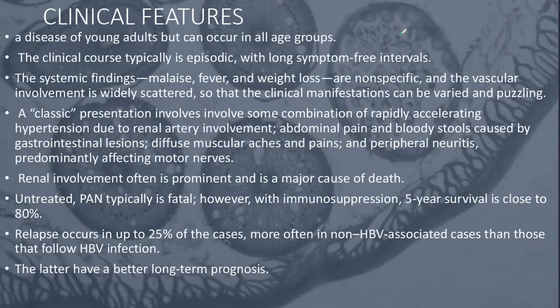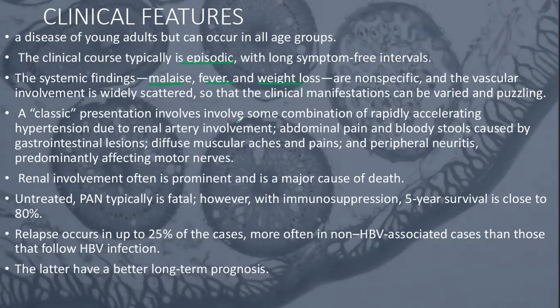Now, this is a disease of young adults, but can occur in all age groups. Now, the clinical course is characteristic. It is episodic. So there will be episodic attacks with long symptom-free intervals, okay? Now, the systemic findings are usually malaise, fever, and weight loss, okay? And these are non-specific. And the vascular involvement is widely scattered. So the clinical manifestation can be varied and puzzling, even for an experienced doctor.